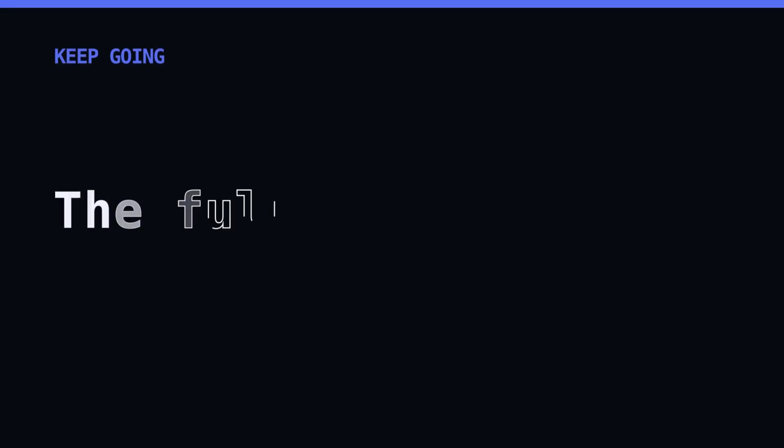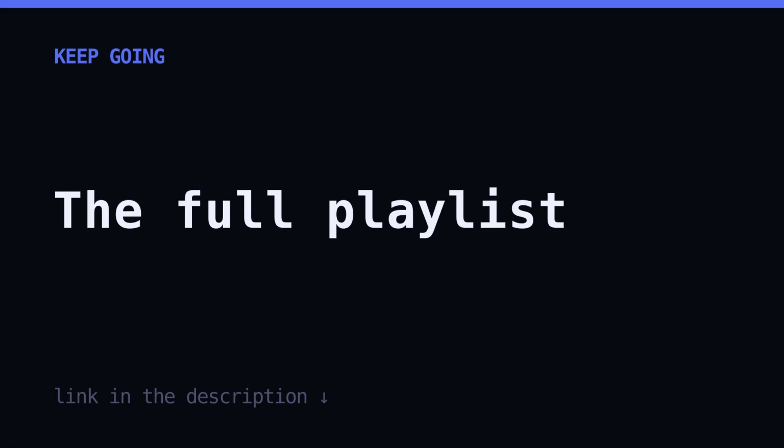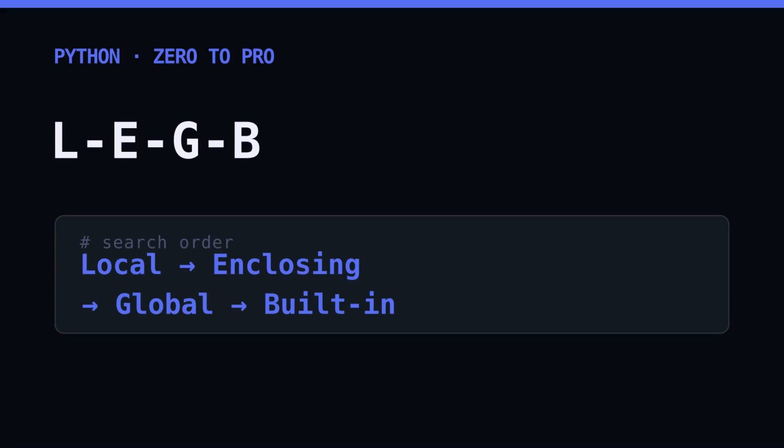When Python meets a name, it searches in one order. Local first, inside the current function, then enclosing, any function wrapped around it, then global, the main program. Finally built-in, names like print and len. First match wins. That's LEGB.